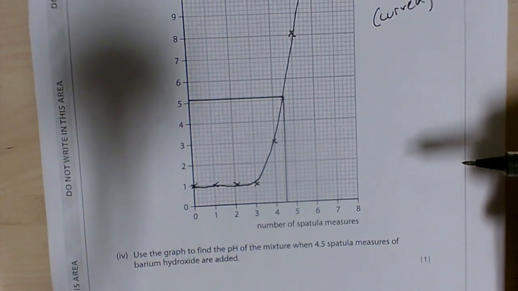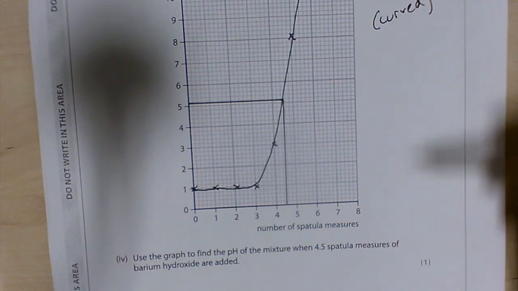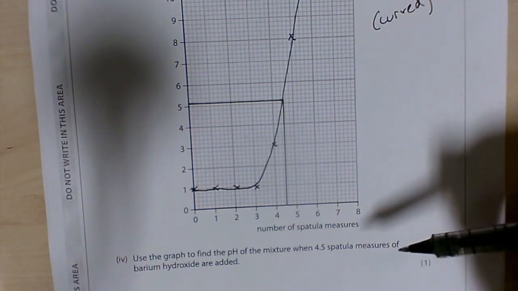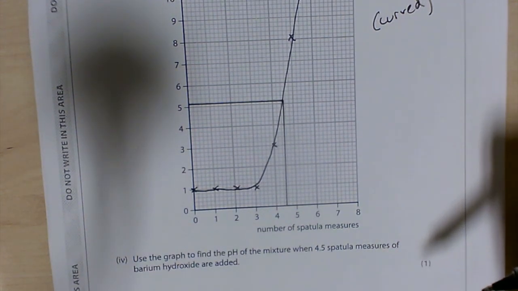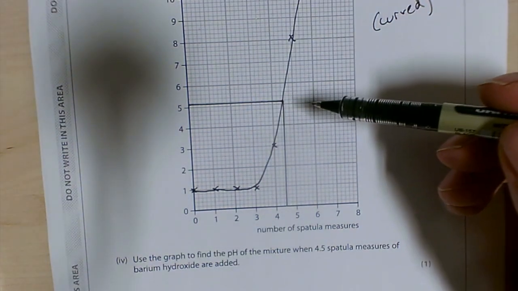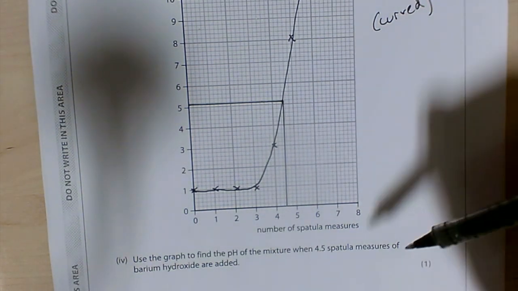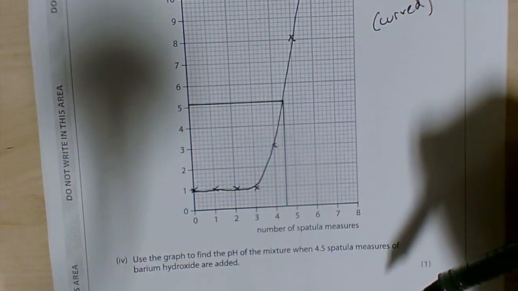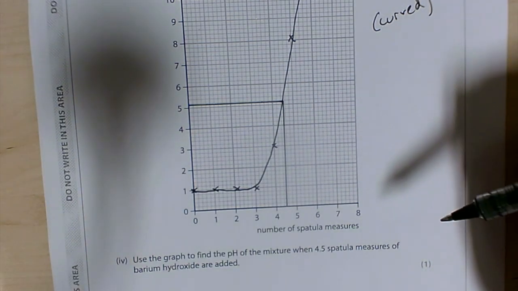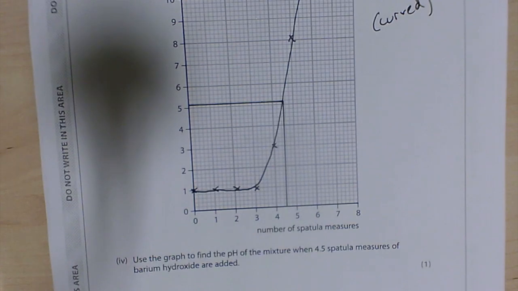You would get this mark if you are within 0.5 small squares of the correct answer based on your line. So it does depend on what your line is, what answer you get, but it should be around about that. And that is all of question 2.